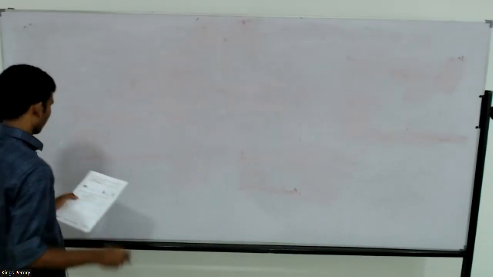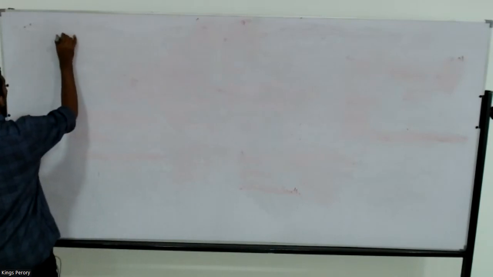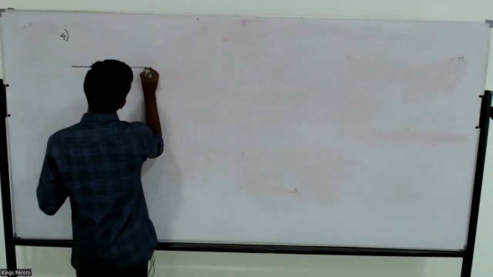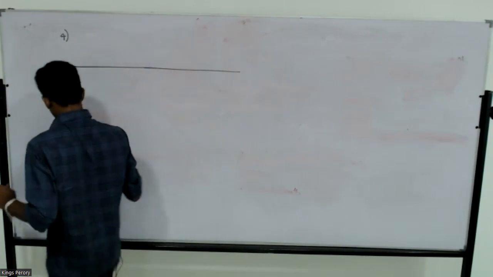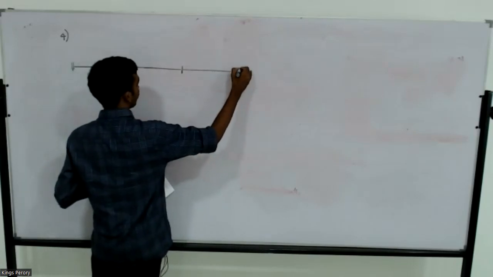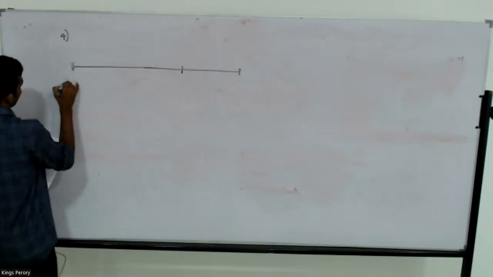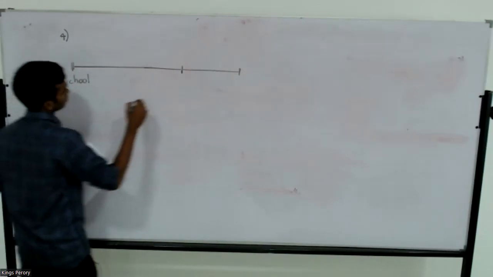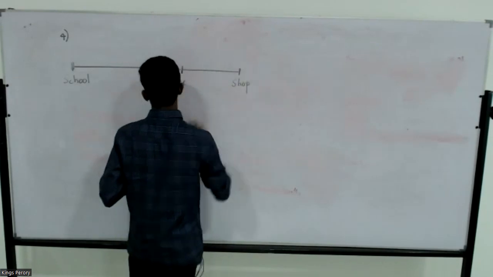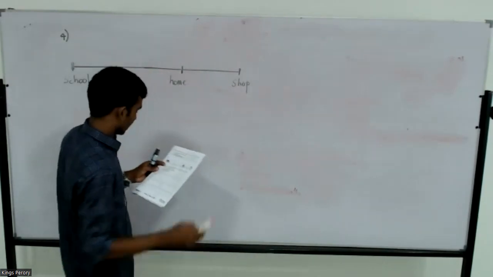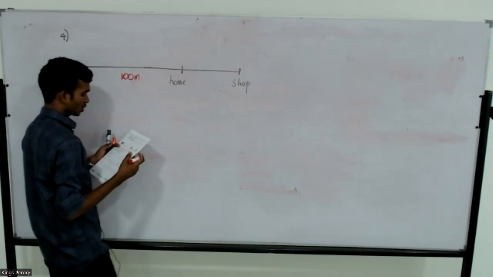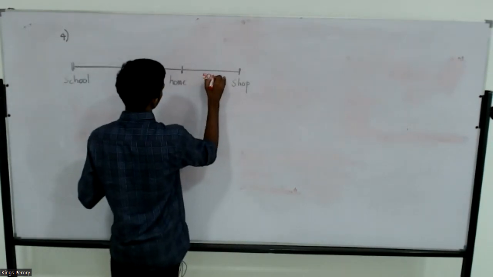Question number 4. You have school, home, and shop. What are the lengths? School to home, 100 meters. Home and shop, 50 meters.